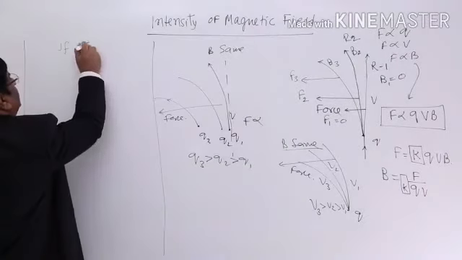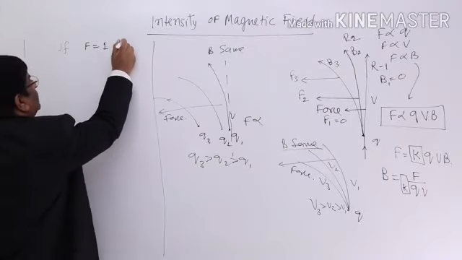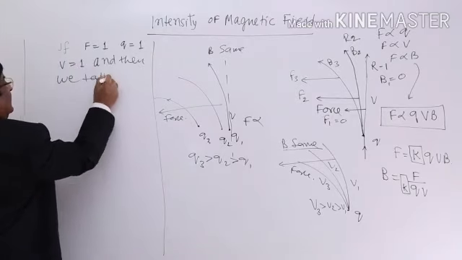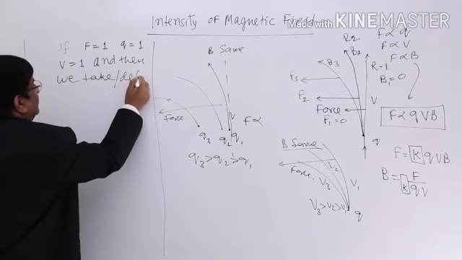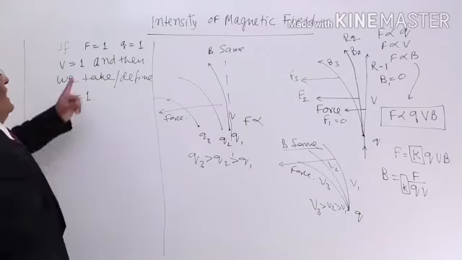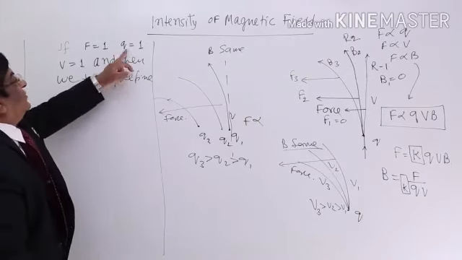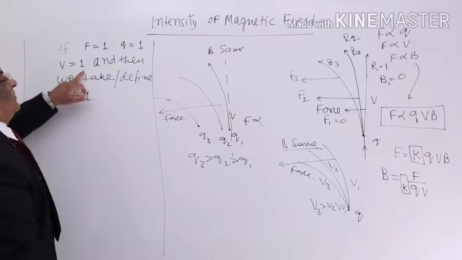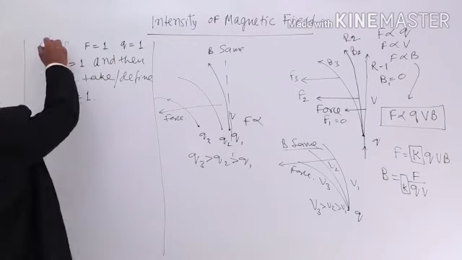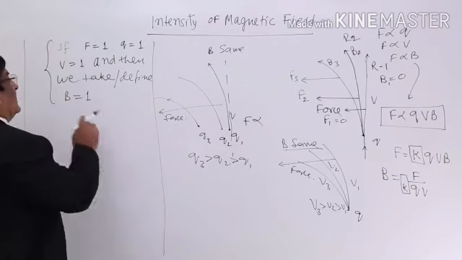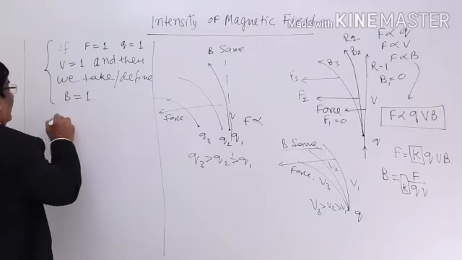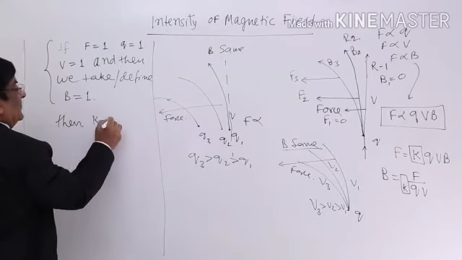So I will write it here. If F is equal to 1 Newton, Q is equal to 1 coulomb, and V is equal to 1 meter per second, then we take or define B as 1. This will be the definition of B, which we will do in the next lecture. But here, if we define B is equal to 1, then K is equal to 1.